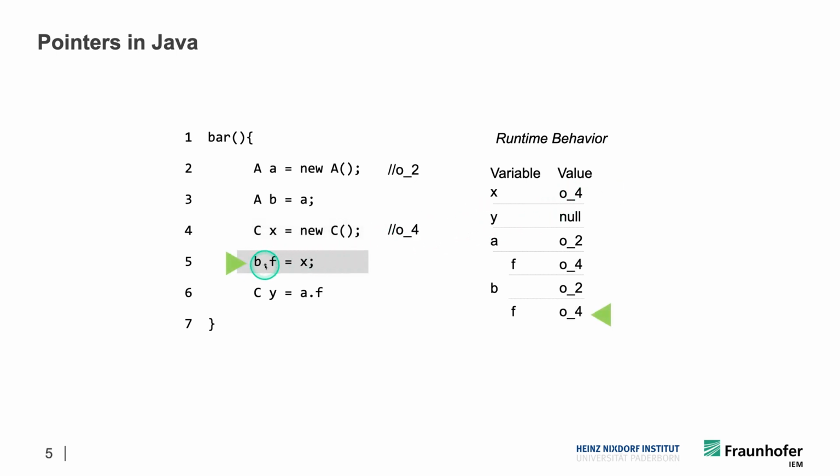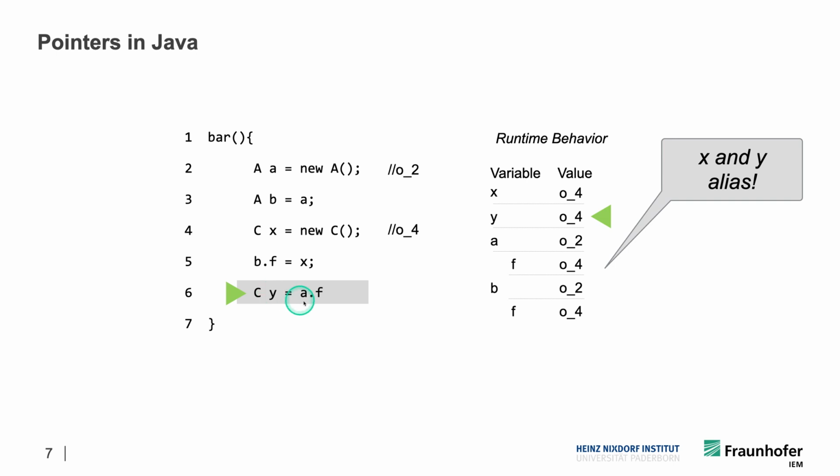And then here, now it becomes interesting. We are assigning this object in X to B.F. Why does that become interesting? Well, at this point, B is already aliased with A, right? Because of this assignment statement here. So both B and A are actually the same object. That means we are not only updating B.F, as you see here, but we are also updating A.F. And as a consequence, down here, you will find out that X and Y will also alias, right? So when I now move forward here, you will see that Y is loading A.F, and this then constitutes an alias between the two.